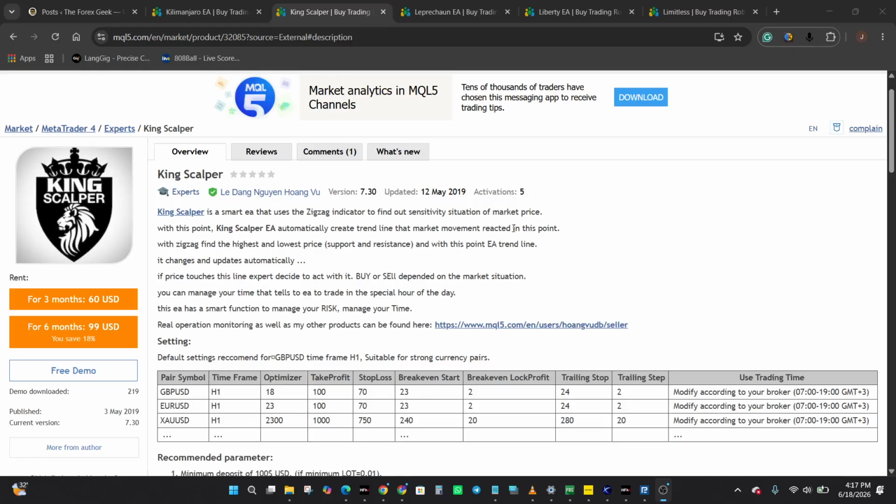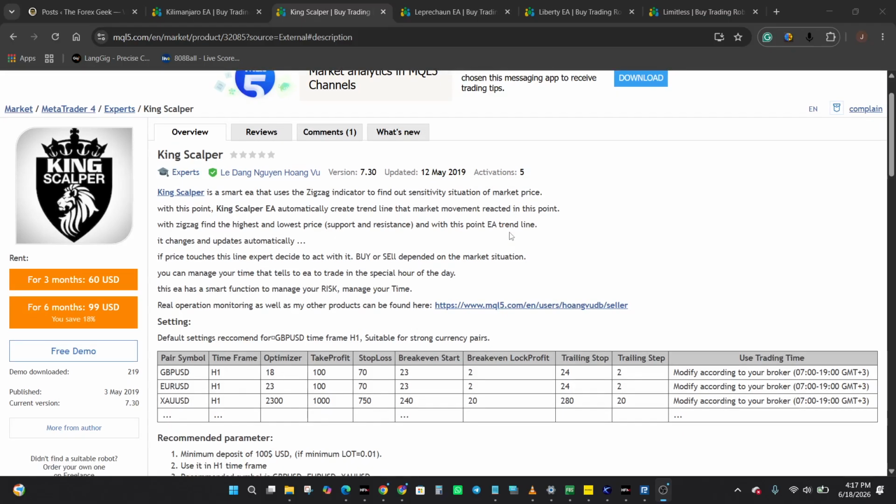Right away on the marketplace page, we can see that King Scalper is an MT4 expert advisor developed by Li Dang Nguyen Hoang Vu. The listing currently offers rental options including 3-month and 6-month plans. 3 months is going for $60 and 6 months is going for $99. And the version shown here is version 7.3, updated on May 12th, 2019.